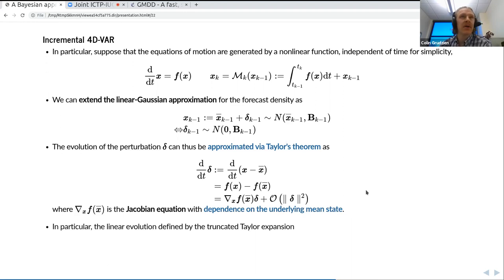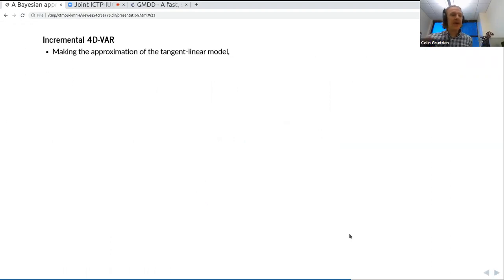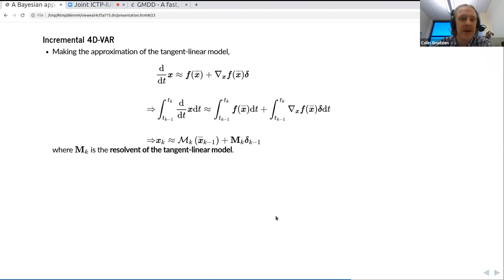In particular, what is denoted the tangent linear evolution is that we truncate the Taylor expansion and write only first order terms. Our tangent linear model is defined as this evolution on the space of perturbations from the mean, approximated in time by the first order Jacobian at the mean as a linear transformation of the perturbation. Making this approximation, the derivative of x is approximately the derivative at the mean plus the Jacobian applied to the perturbation delta.